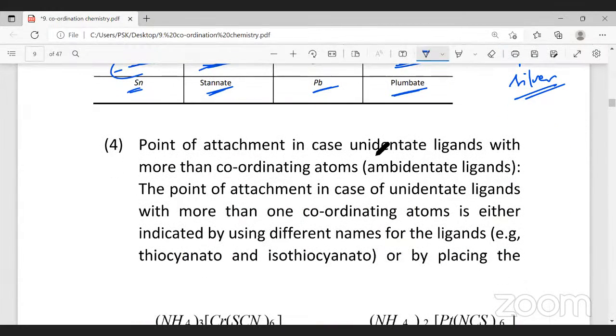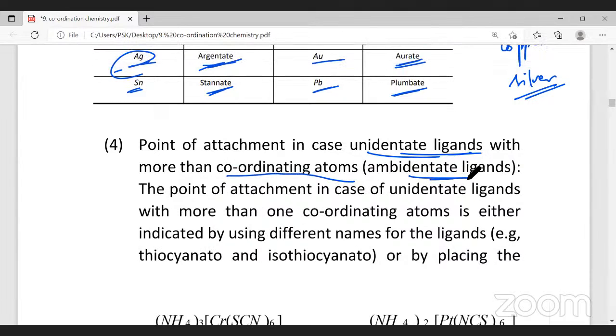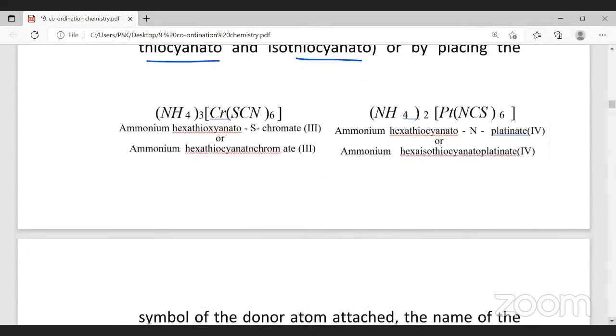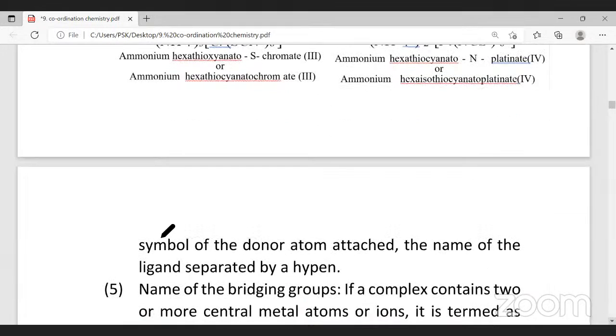Point of attachment in the case of unidentate ligands with more than one coordinating atom. So you know what is an ambidentate ligand? Ligands which can get bonded to the central metal atom in more than one way are called ambidentate ligands. The point of attachment is either indicated by using different names for the ligand, for example thiocyanato, isothiocyanato, or by placing the single donor atom attached after the name of the ligand, separated by a hyphen.